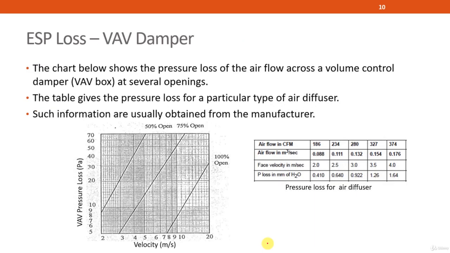As for VAV damper, there will also be another chart. VAV damper also largely depends on the velocity when it passes through the VAV box, as well as the normal opening. Because a VAV box can open from 0% to 100%, but in operation it is usually around 50 to 100%. So let's say you have a VAV box that is usually at 75% open and is traveling at maybe 6 meter per second. That's where you can get the pressure loss by looking at the vertical axis on the left.